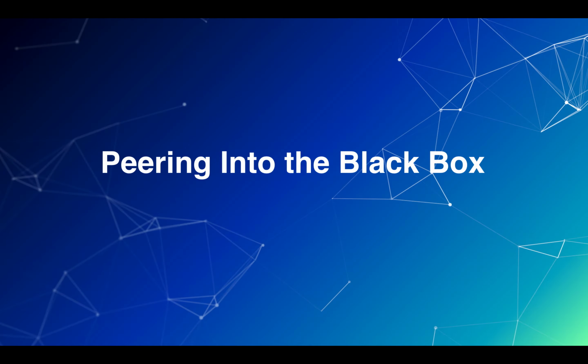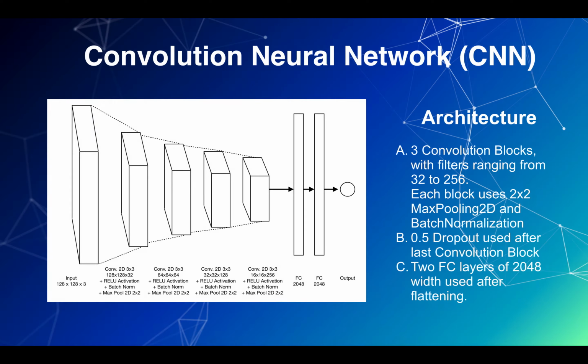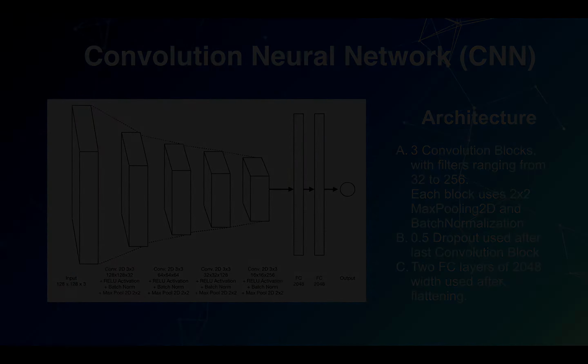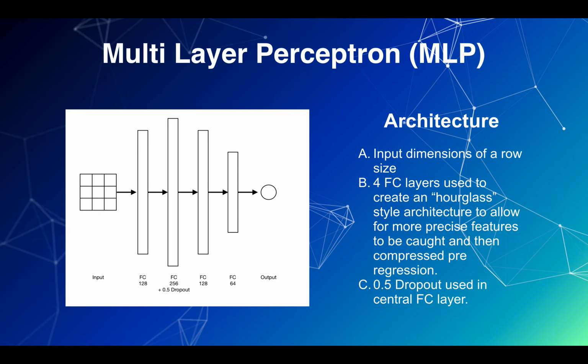And so a little bit about our model itself. We used a 2-branch model with a concatenation layer. So as you can see here, this is the CNN. We used 3 conv blocks with filters ranging from 32 to 256 and 2 fully connected layers at the end. We also used a multi-layer perceptron with a little bit of a simpler design of 4 fully connected layers with an hourglass shape in order to be able to learn fine-grained details while still allowing for compression towards the regression.